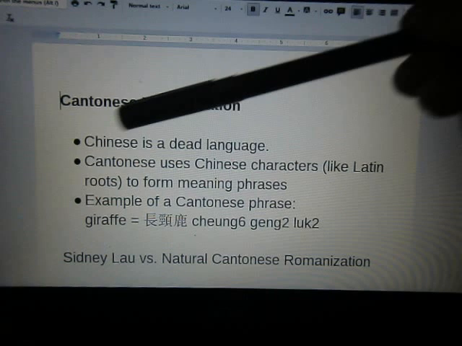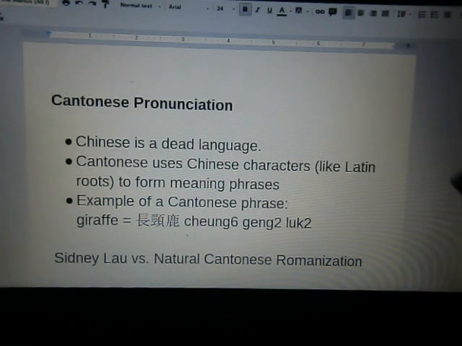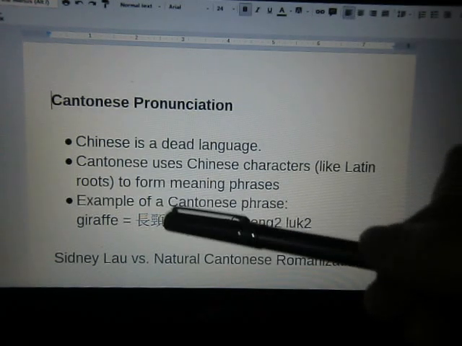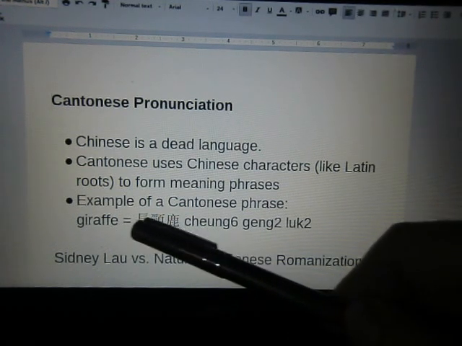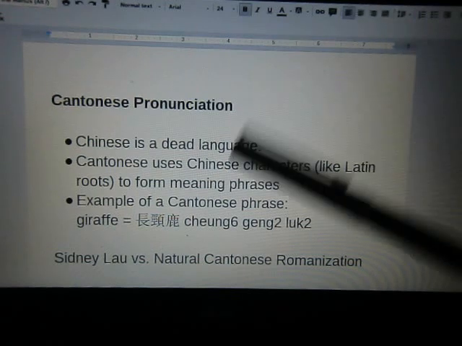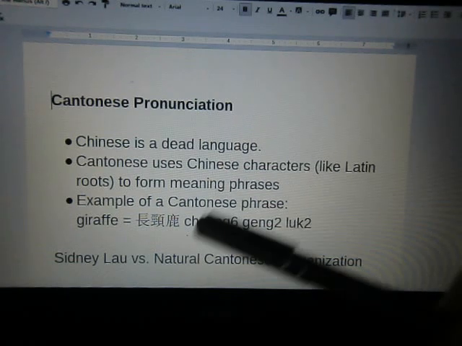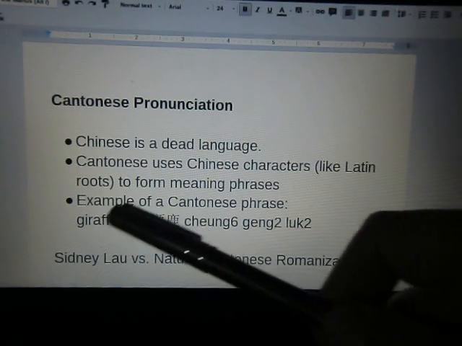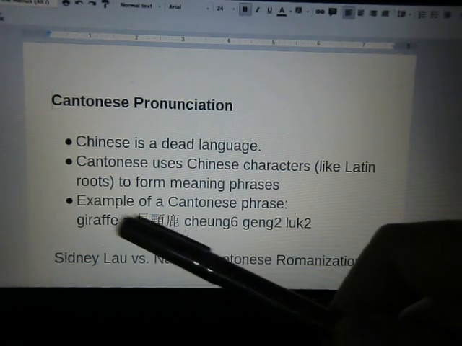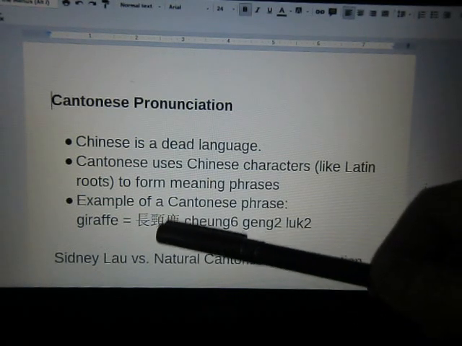We are now using Chinese characters to form Cantonese phrases, just like English is using Latin roots to form English words. For example, the word giraffe in English is chong gang lo in Cantonese and also in Mandarin. But there are a lot of Cantonese phrases that are very different from the Mandarin phrases. Here we're pretty lucky because we have the same phrase for giraffe in Cantonese and in Mandarin. But even if we have the same phrases, we still pronounce the three characters differently.